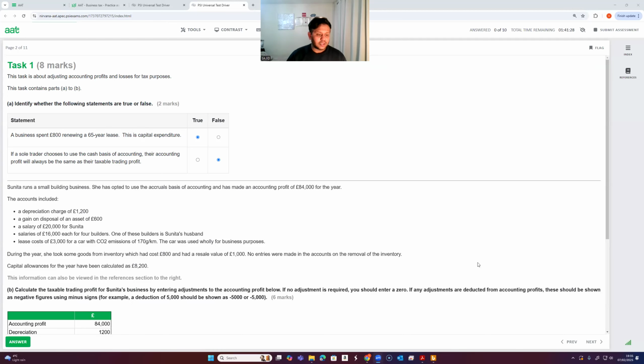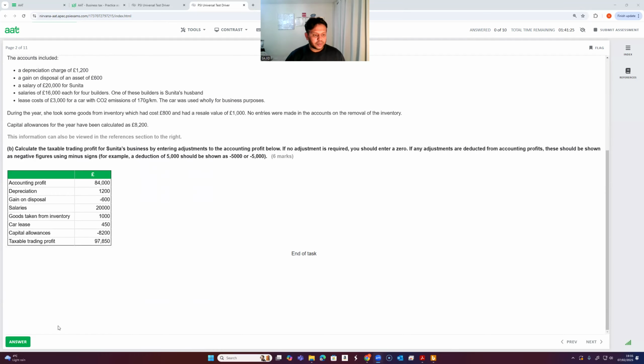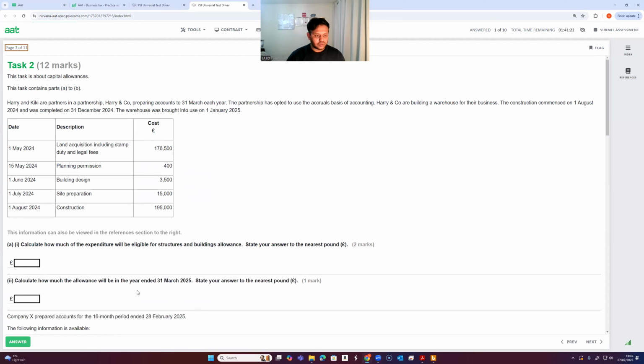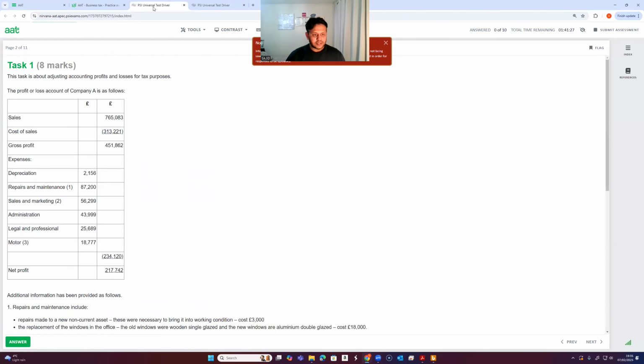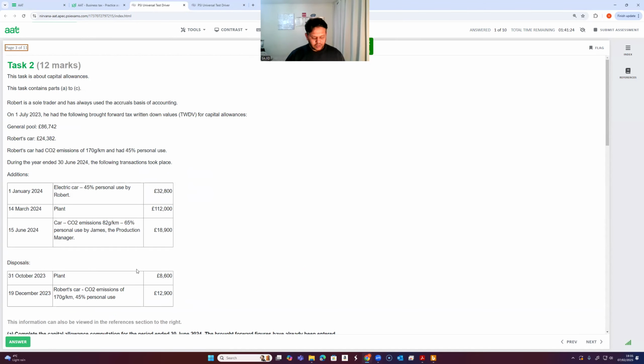So let's start with task 2 now. Task 2 will be the capital allowance. It's a very important question you have to look at. So let's look at assessment 1 first, then we'll come back to assessment 2.